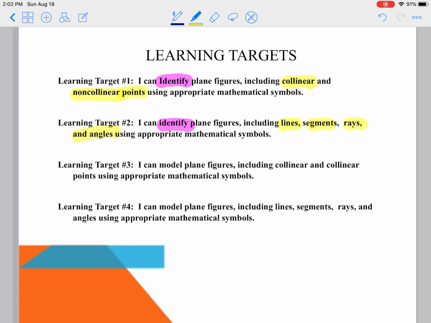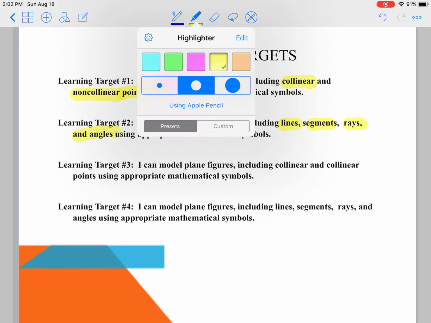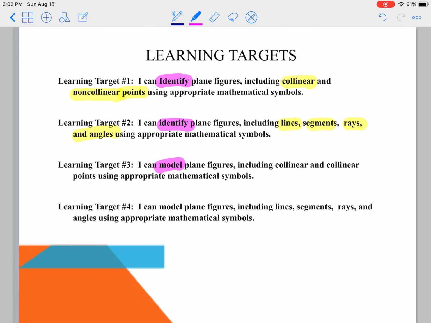Learning target number 3. We're going a little bit more in depth once we get to this learning target. We're going from identifying to actually modeling. So now we're going to model plane figures including collinear, and this should be non-collinear points. So let's go ahead and add a non in there. Non-collinear points using appropriate mathematical symbols. And I can model plane figures including line segments, rays, and angles using appropriate mathematical symbols.